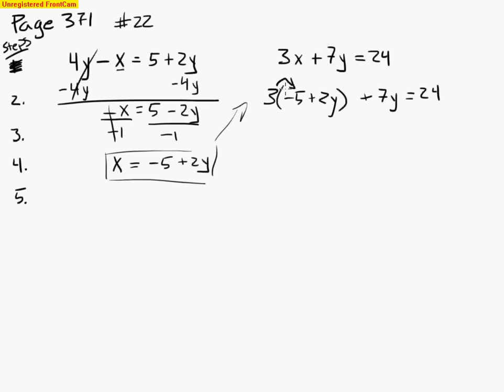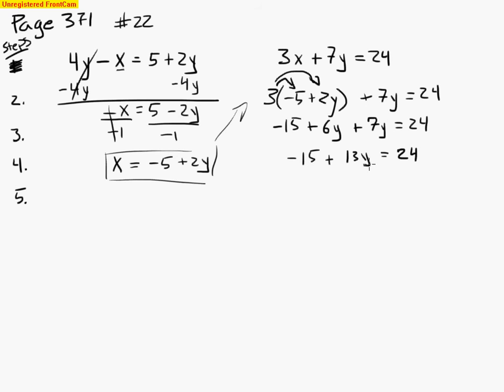I'm going to distribute. 3 times negative 5 is going to be negative 15. 3 times 2 is going to be 6y. And then I do a plus 7y equals 24. 6y plus 7y, that'll be a 13y. And I bring down my negative 15.